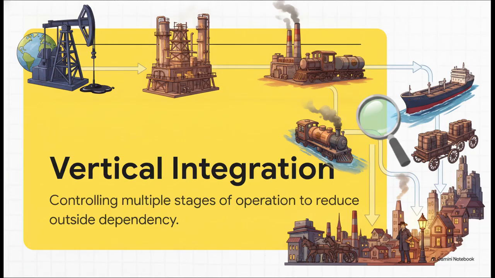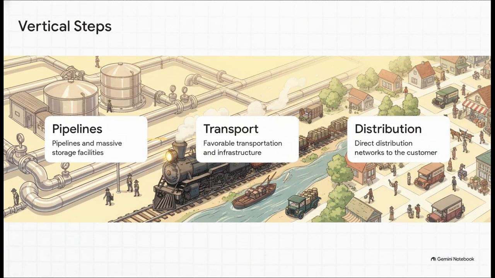The solution? Vertical integration. This means expanding a company's control over multiple stages of its operation to systematically reduce outside dependency. He was moving way beyond just the refinery to capture the entire journey of the oil, literally from the raw material all the way down to the end customer. Let's look at the exact steps he took to achieve this incredible dominance.